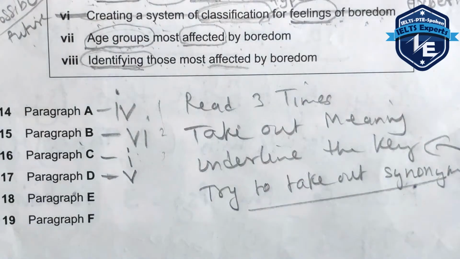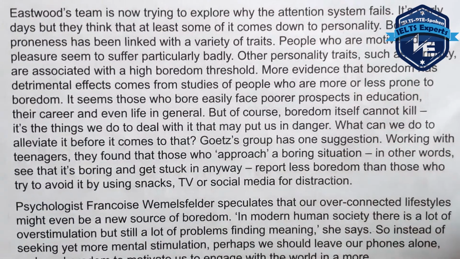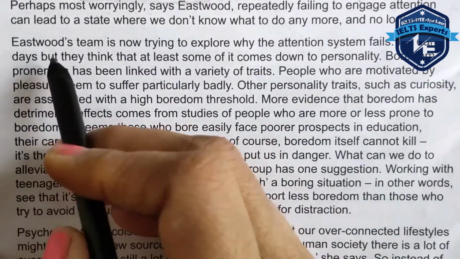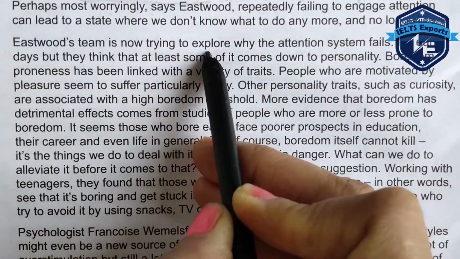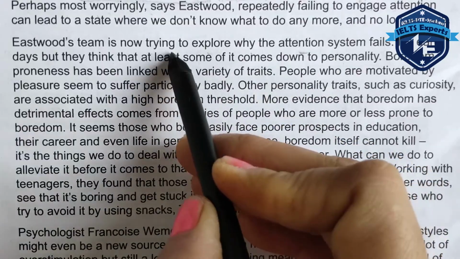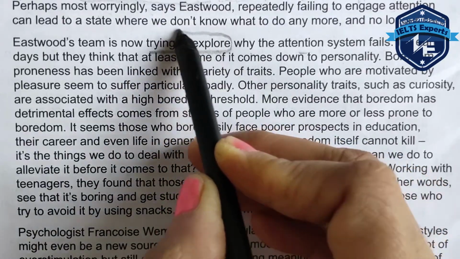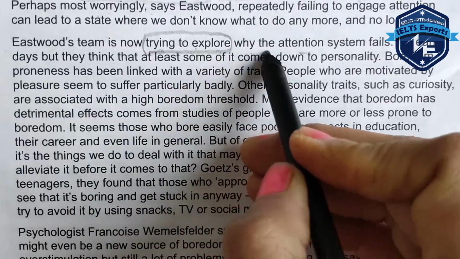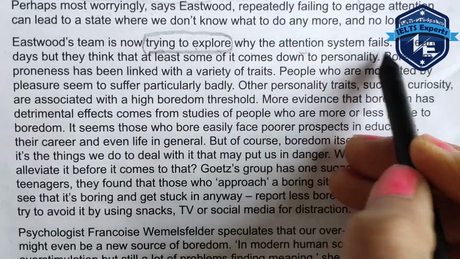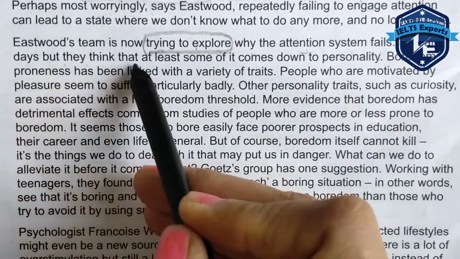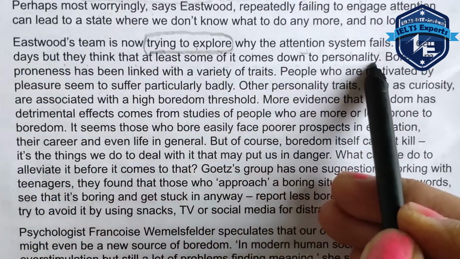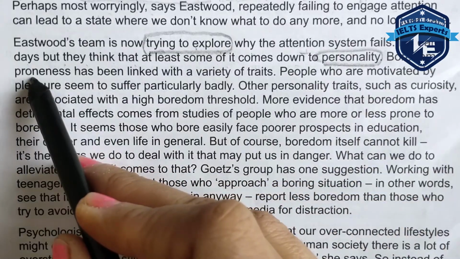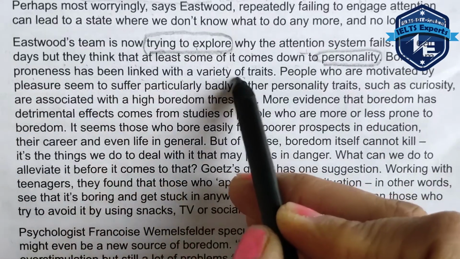Okay, let's look at the paragraph E. This is E. Eastwood's team is now trying to explore why the systems fail. Now trying to explore. I think I got this word in the list of headings. Why the attention system fails. It's early days, but they think that at least some of it comes down to personality. Okay, personality is, I think, given. Boredom proneness has been linked with a variety of traits.